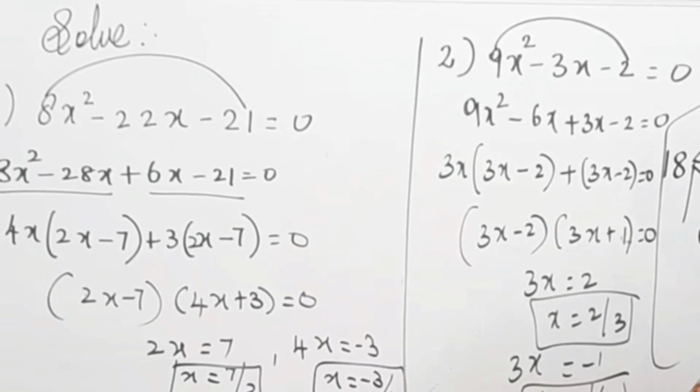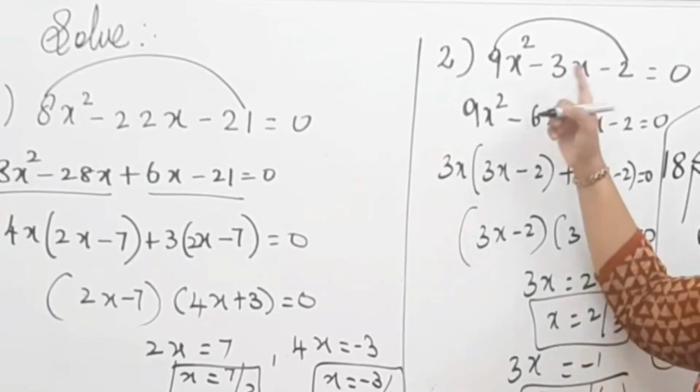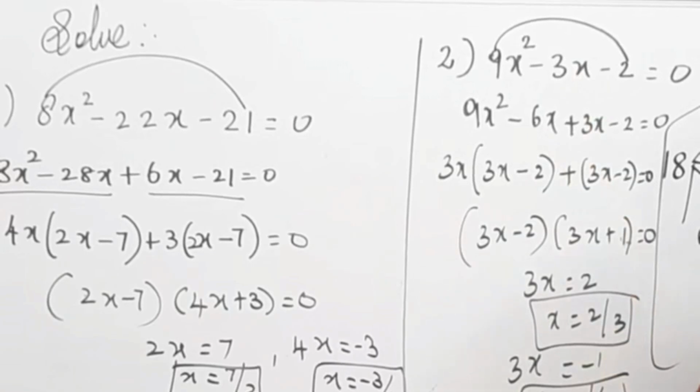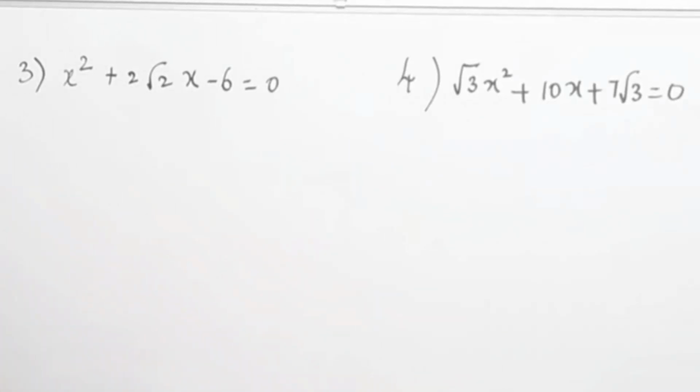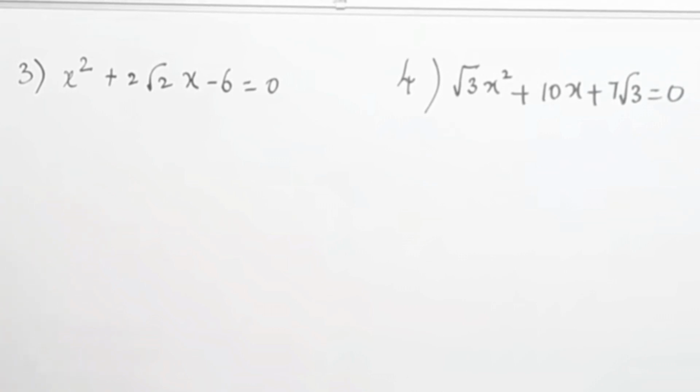Of course, you will have two values, at the most two values for a quadratic equation. Now children, we move on to the next question. X squared plus 2 root 2x minus 6 is equal to 0. So how do I get my factors here?